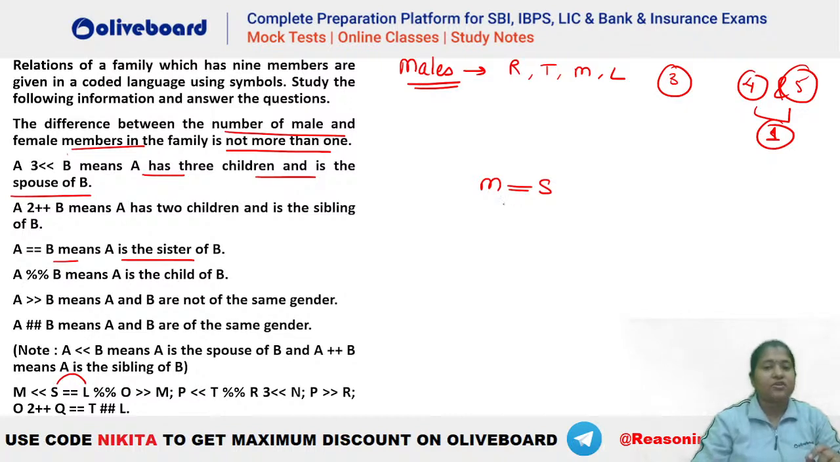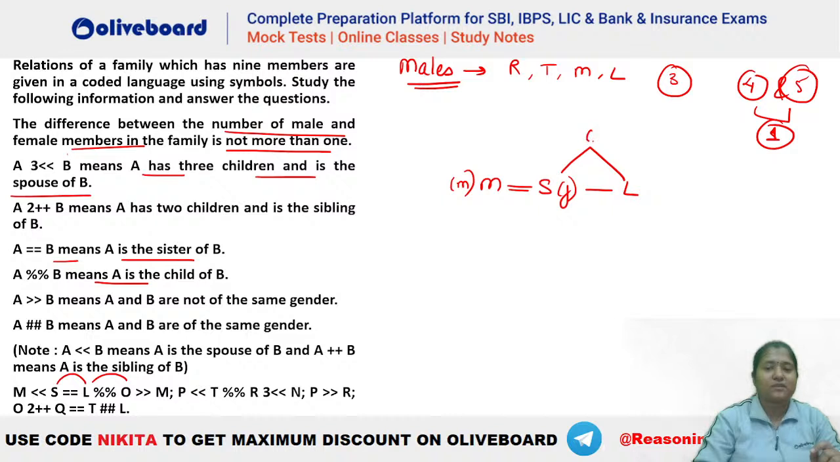Okay. So here you can see that M has to be the spouse of S, such that S is the sister of L, because equal to means sister. So S is a female person, she is the sister of L. Hence M has to be a male person. Okay, so we got this. Then we have L percentage, which means child. So L is the child of O.